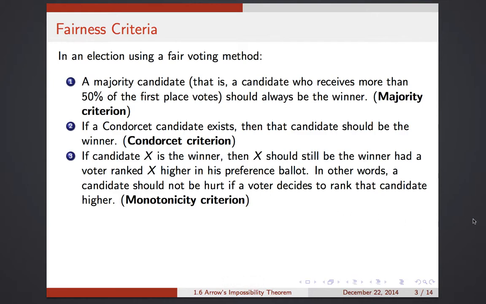Okay, the third criterion, the monotonicity criterion, says that if candidate X is the winner, X should still win if a voter decides to change his mind and rank X higher. So maybe a voter who used to have X ranked third decides to go ahead and move him up to second or first. What this criterion is saying is that should not hurt the candidate. You should not be able to hurt a winning candidate by ranking that candidate higher.